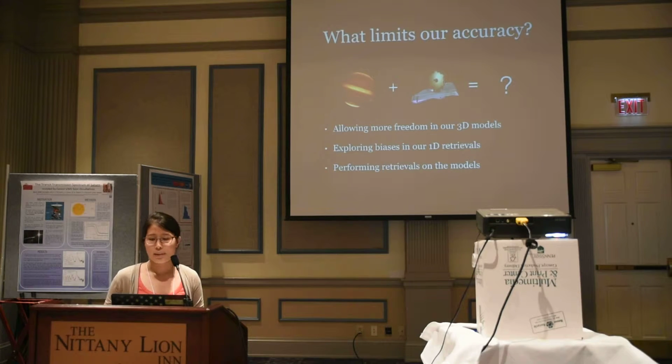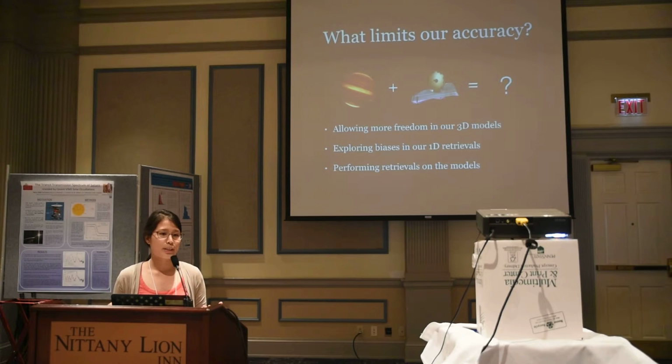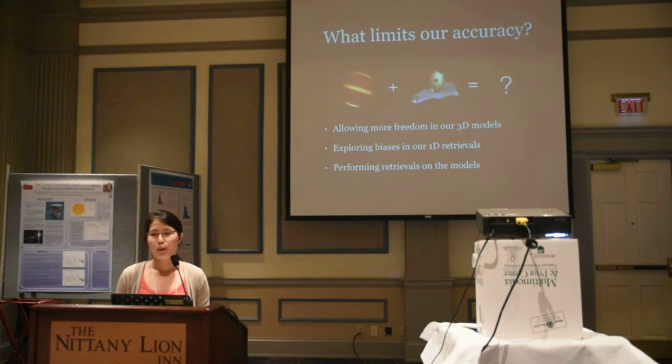At the same time, I'm going to start exploring biases in our 1D retrieval. So you can imagine if we have a planet that's just uniform throughout, but it has a hot spot, and when we retrieve on that, is the information more biased towards the information from the hotspot, and how biased is it? Once we figure that out, we can perform retrievals on our 3D models where we know the answers, and we can start exploring, is our accuracy better for certain wavelength ranges or certain signal-to-noise ratios?